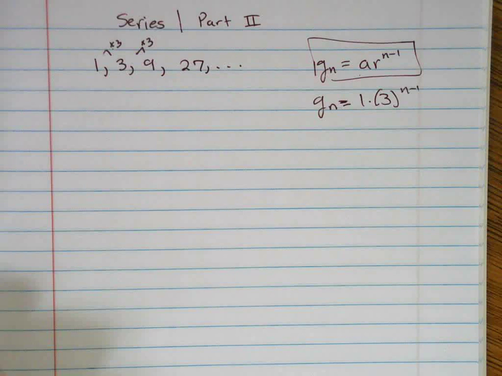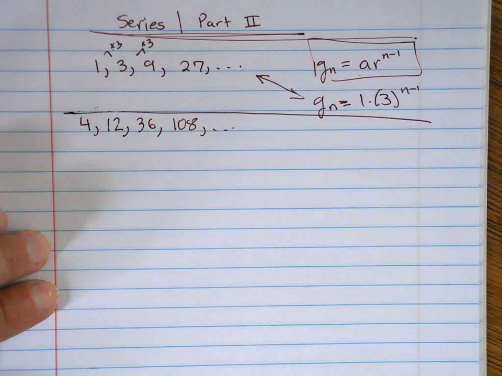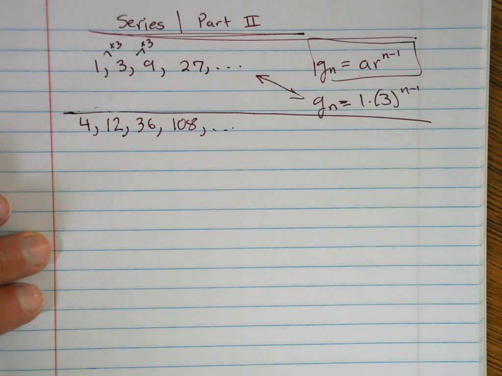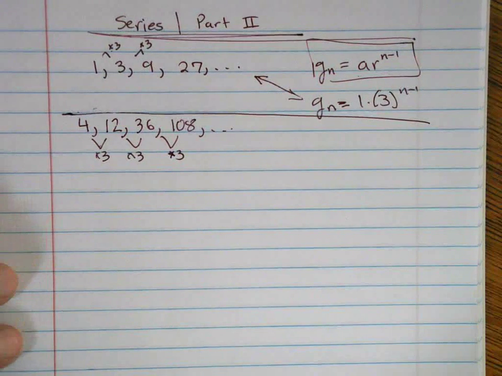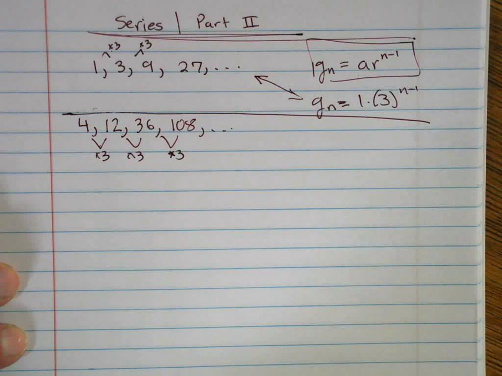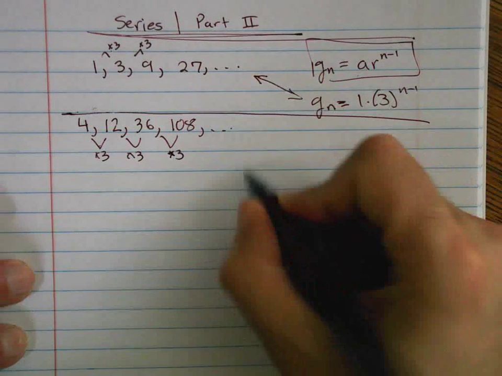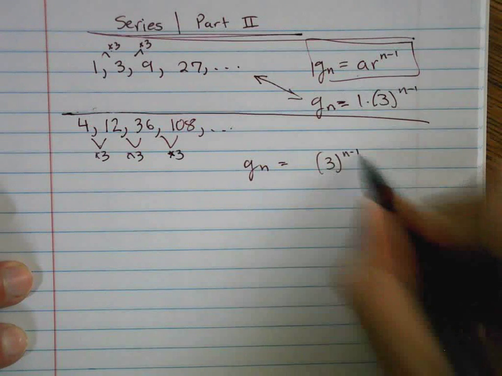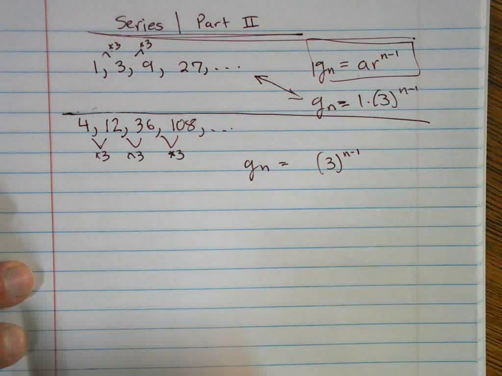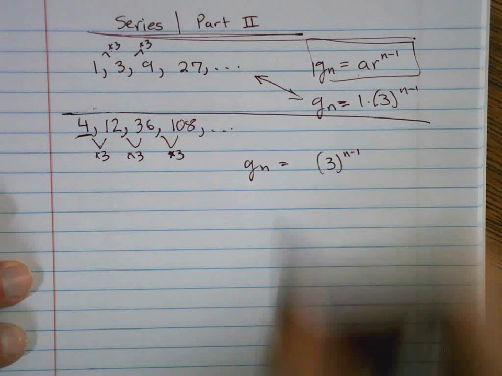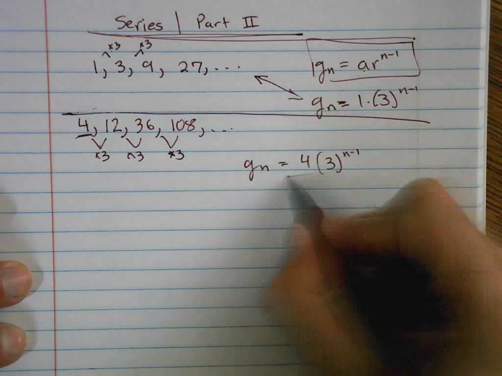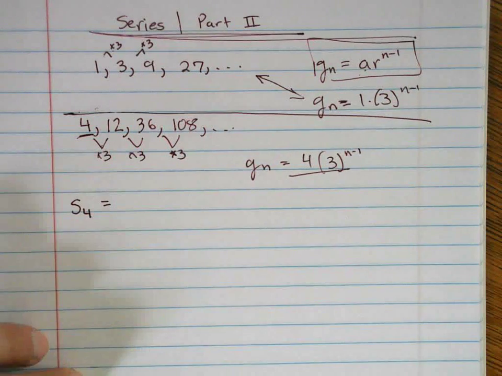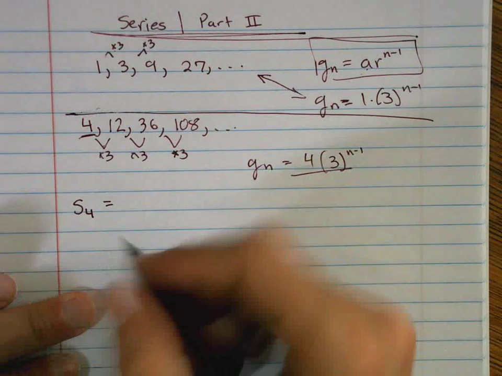One more example, this nth term sequence. Just like before, we're multiplying by 3 to get to the next term, meaning the ratio is 3. So when I'm writing this g sub n down, I write 3 to the n minus 1. That's the ratio. The only thing different is for the first term I write 4 instead of a, because that's the first term. Let's find S4. That's the sum of the first 4 terms of this sequence. That would be 4 plus 12 plus 36 plus 108.